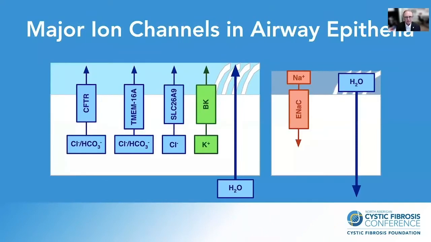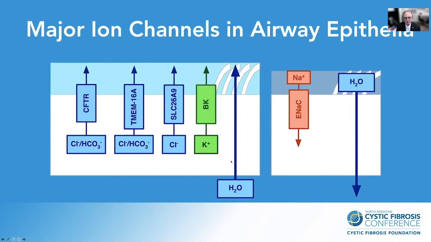So what are the major ion channels in airway epithelia? And I'm concentrating here really on the apical membrane. It's obviously CFTR, but in cystic fibrosis, at least without effective modulators, this channel is dysfunctional. And alternatively, there is TMEM16A, a calcium-activated chloride conductance that can also conduct bicarbonate, SLC26A9, and then a potassium channel. We'll talk much more about that.